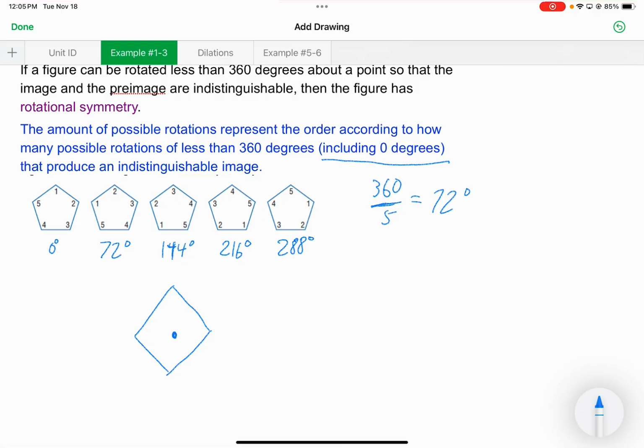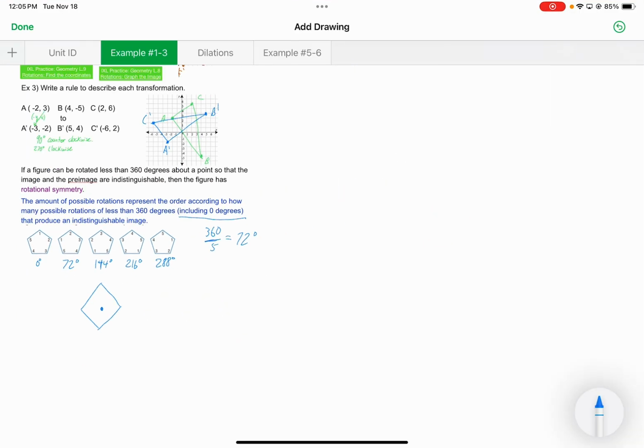Let's say I have this one right here, and let's say it's symmetric. How many times could I rotate it less than 360 so that it lines back up on itself? 360 divided by 4, so it'd be 4 times. So 360 divided by 4 would be 90. Every time you rotate it 90 degrees, it would line back up on itself.